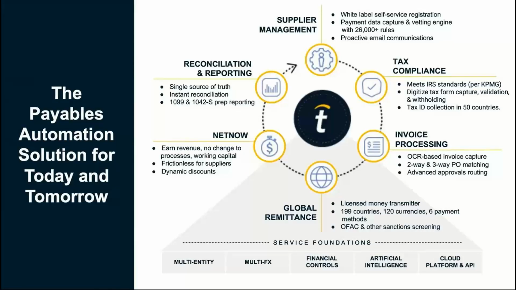We are also a licensed money transmitter and pay across 199 countries in 120 currencies with 6 different payment methods. We do sanction screenings to ensure that you don't pay anyone who's on a terrorist watch list or who's listed as a money launderer somewhere. We have robust reporting with more than 20 out-of-the-box reports with real-time multi-entity payment reconciliation with ERPs, which ensures that the financial close is a lot faster.